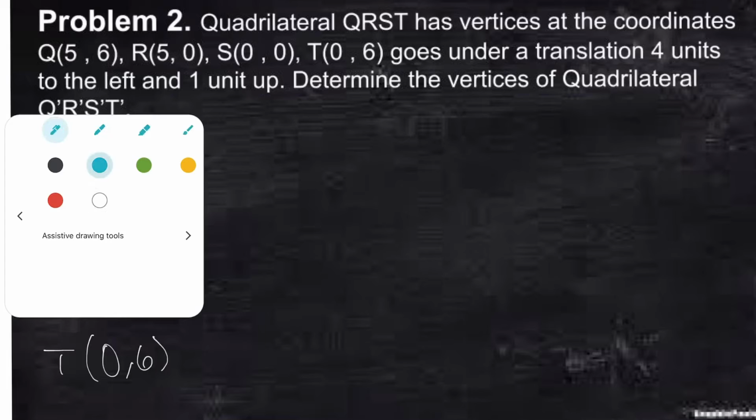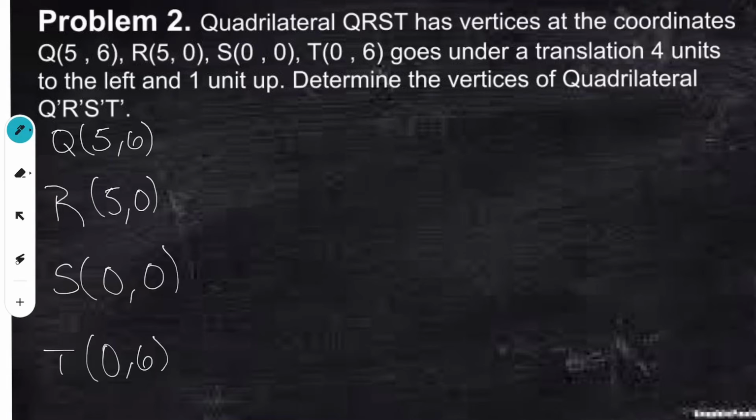So if we were to go back 2 slides, I can recall that when you're translating a figure to the left, we subtract from my x value. So since we're translating it 4 units to the left, I will get my x value, which is 5 minus 4 for Q. And when you're translating up, we add on to our y value. So we will take our y value 6 and we will add 1. And this gives me the point Q prime, which is 5 minus 4, which is 1, our x value. And our y value is 6 plus 1, which is 7.